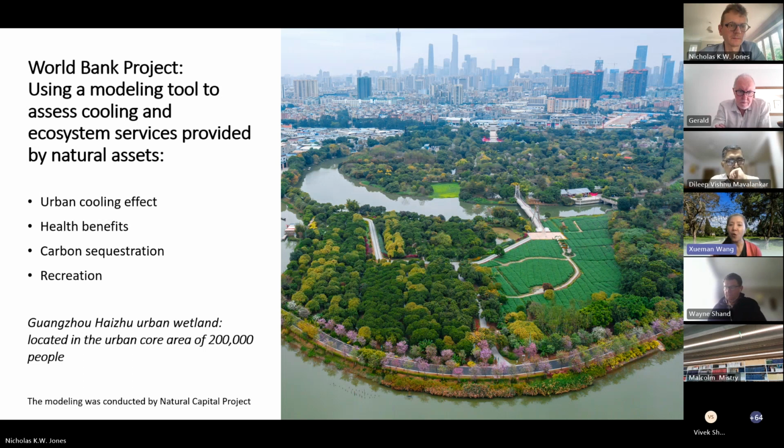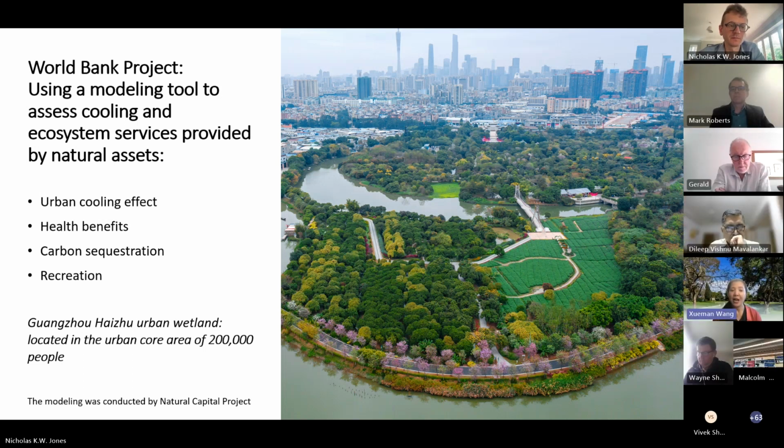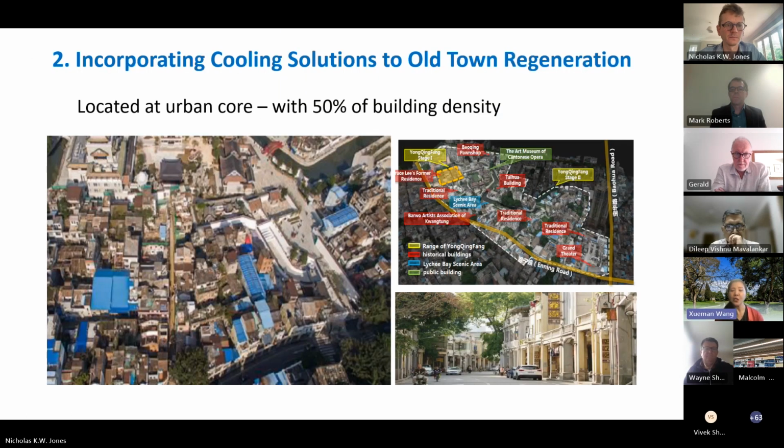So we did 4 types of services: urban cooling effects, health benefits, carbon sequestration, and recreation. Of course, that modeling work also generates the economic value of the wetland. But more important is to assess the cooling impact and how the one wetland also links into other green areas that could provide the overall cooling impact to the city. The next. So that's the overall macro level spatial planning.